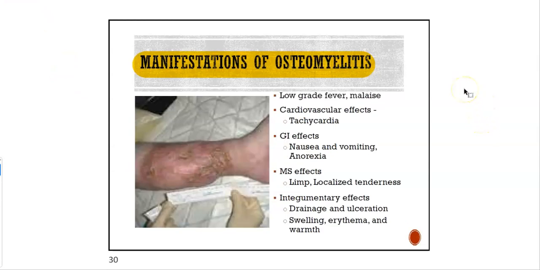Manifestations of osteomyelitis can include low-grade fever or malaise, just a generalized feeling of not being well, and cardiovascular effects. Think about this in addition to the musculoskeletal symptoms. Think about this as similar to an infection or sepsis, right? So you may have fever, malaise, tachycardia. Some patients may have nausea, vomiting, anorexia, weight loss, and depending on the part of the body that's affected, they can be limping, and sometimes they may have some localized tenderness in that extremity.